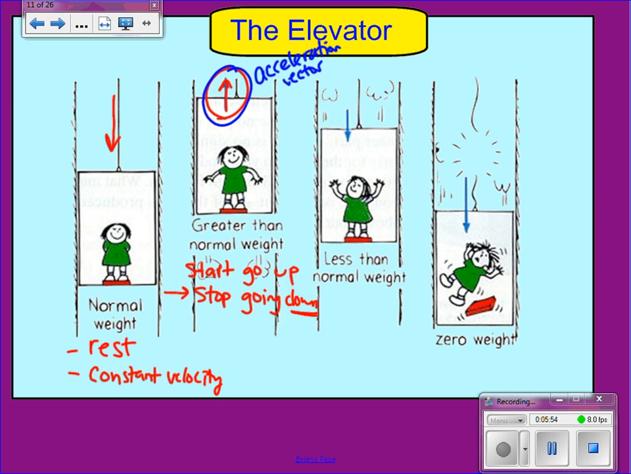Now on the next one, the third part there, we're going to feel less than our normal weight when we start to go down, or when we stop as we're going up. And think about that situation, whether you're starting to go down or you're stopping as you're going up, it's the same thing for both. The acceleration is going to point down.